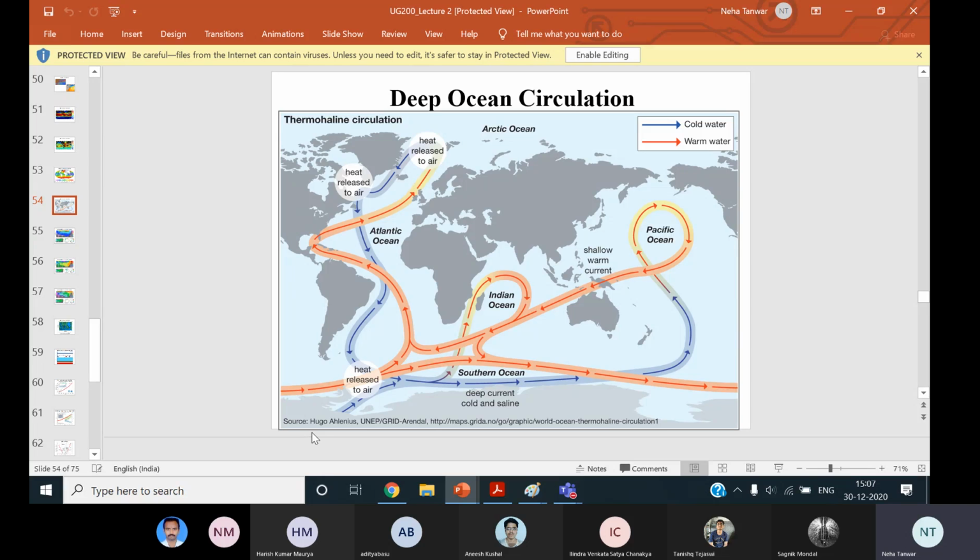Can someone tell me why we cannot have deep water formation anywhere else in the globe? What are the key components? What is the key requirement for deep water formation?